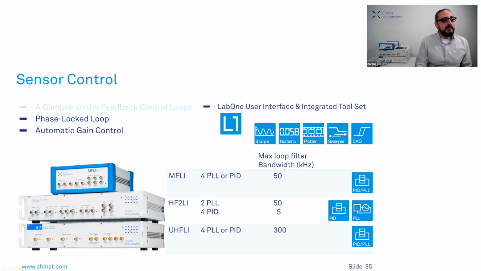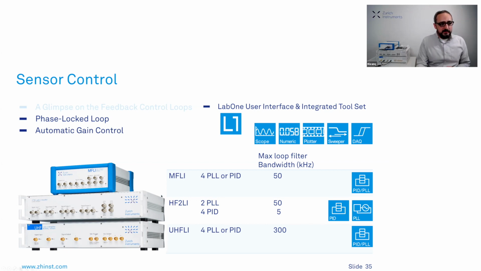So MFLI comes with 4 PLL or PID that can be configured as I showed you. And similar to UHFLI. And then the maximum loop filter bandwidth, which means again how fast these feedback loops can cope with changes, can be up to 50 kilohertz in this case. And for UHFLI, since it has a faster bandwidth also, it can go up to 300 kilohertz. So this is the maximum we can offer at this point.